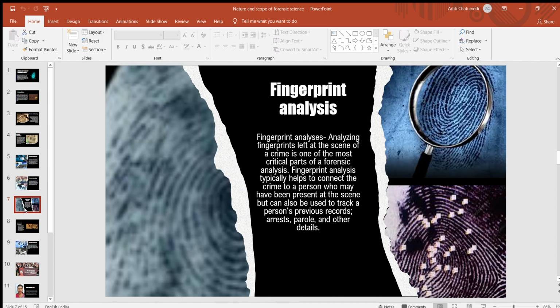Next is fingerprint analysis. A fingerprint is an impression left by the friction ridges of a human finger. Fingerprints can be found on practically any solid surface, including the human body. Analysts classify fingerprints into three categories according to the type of surface on which they are found and whether they are visible or not.